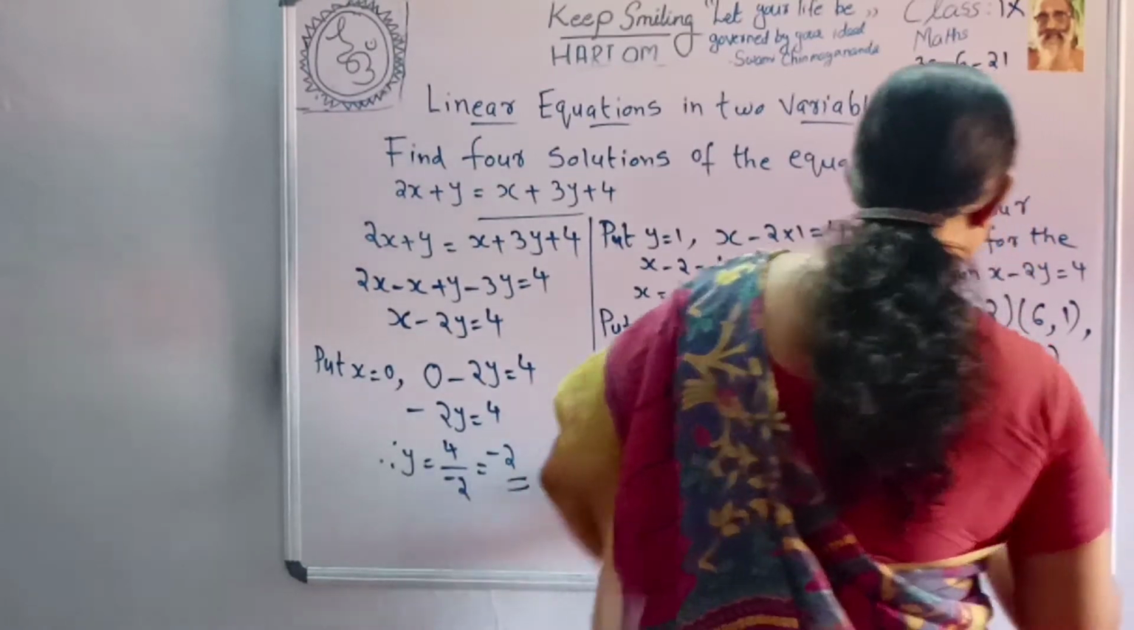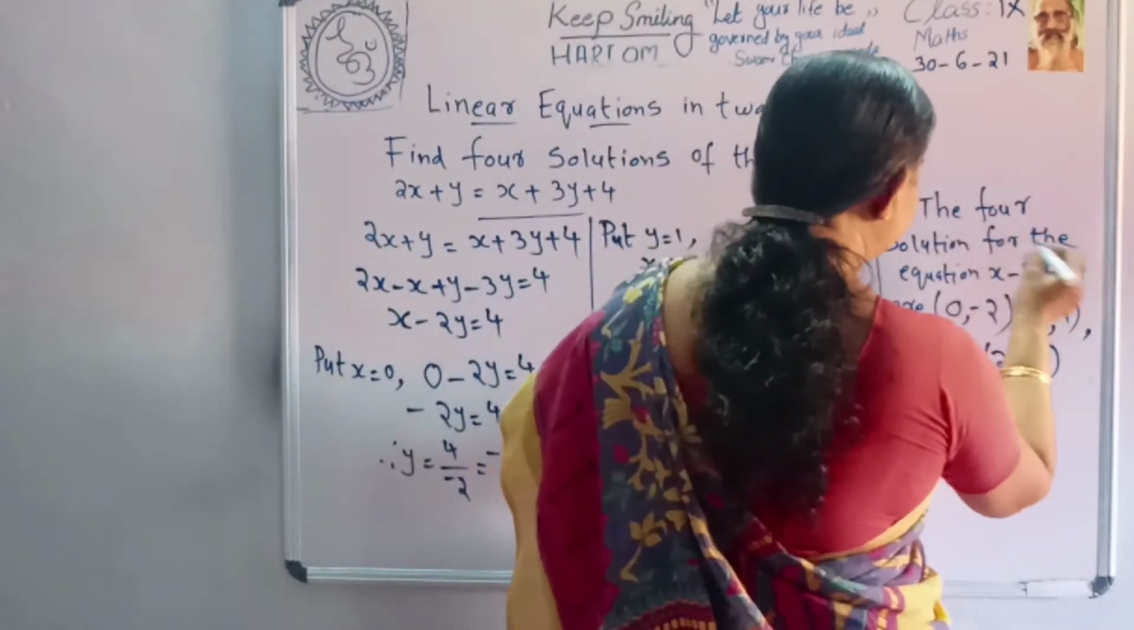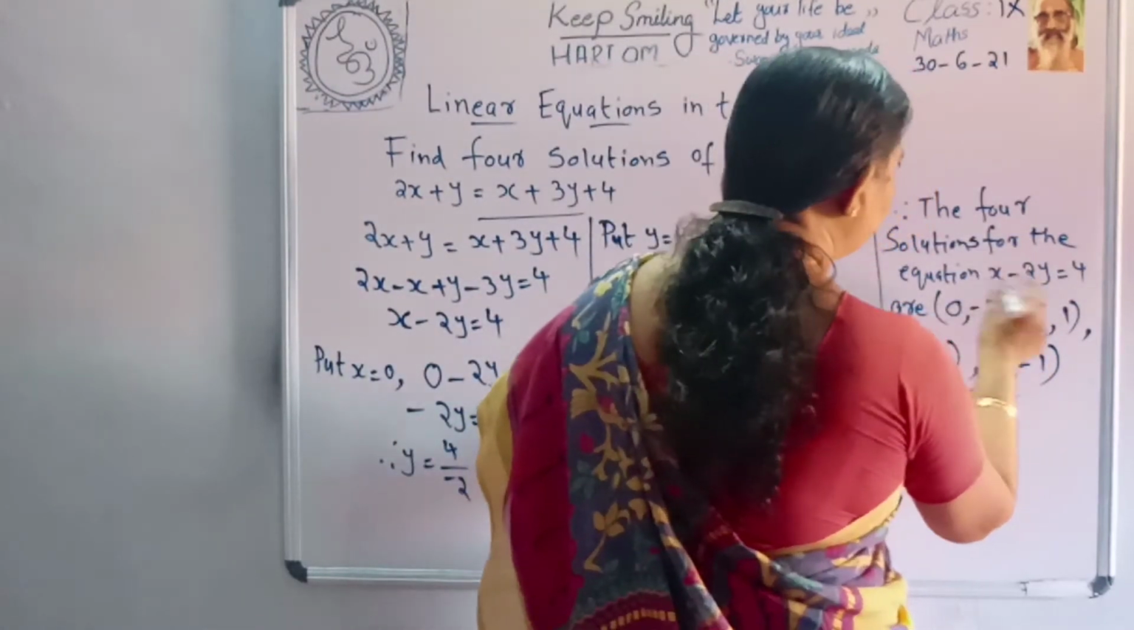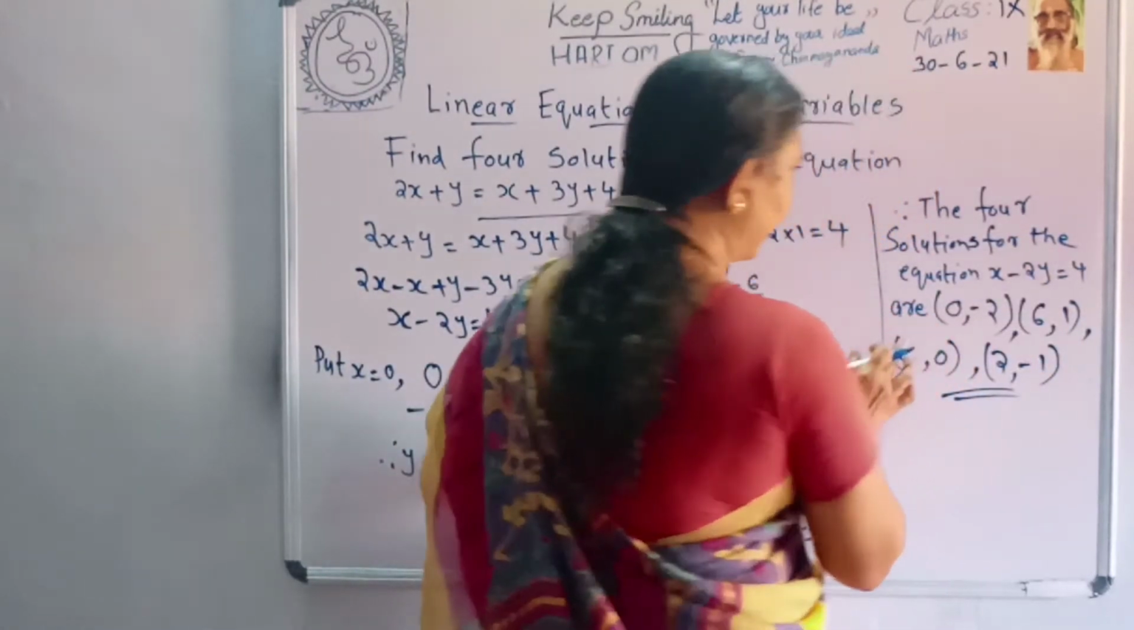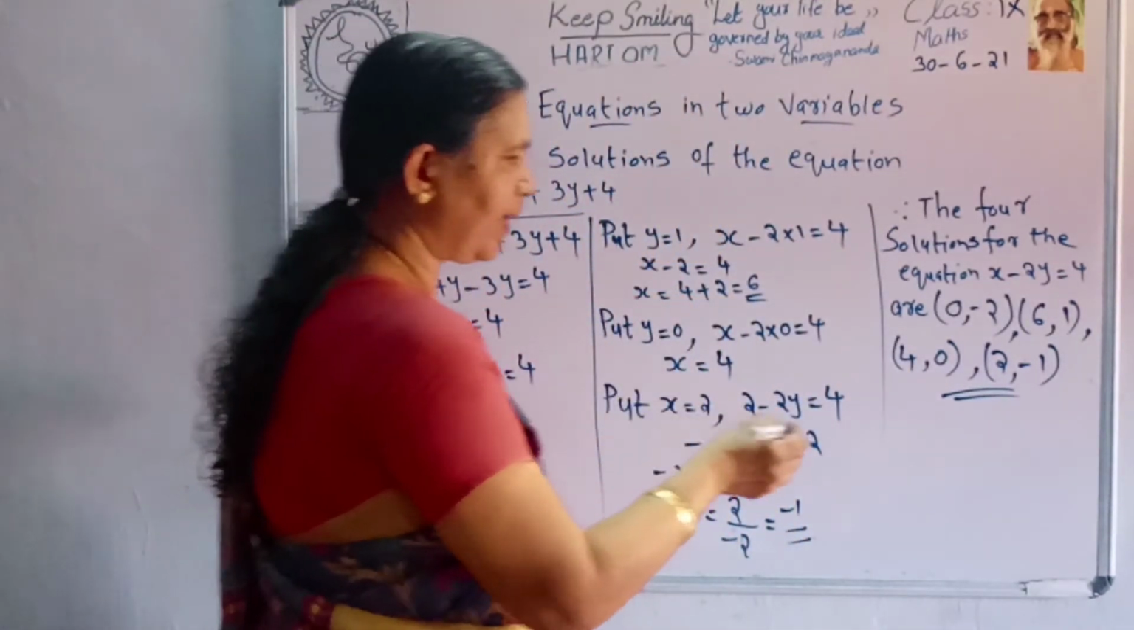Therefore we got 4 solutions. The four solutions for the equations are 0, minus 2; 6, 1; 4, 0; and 2, minus 1. Okay.